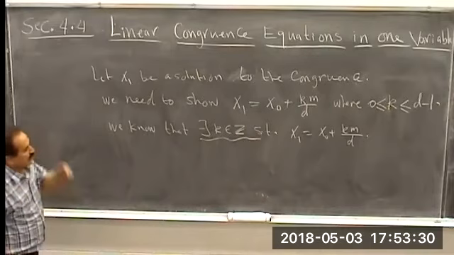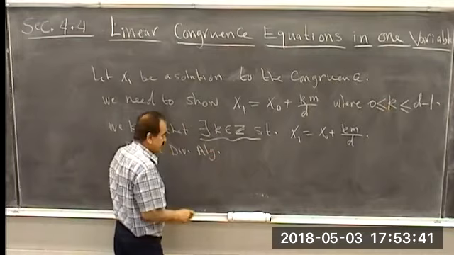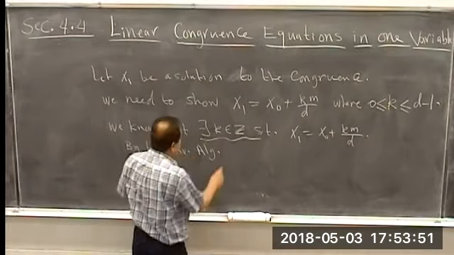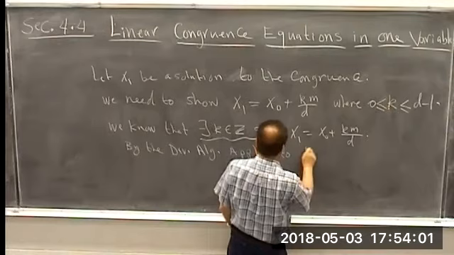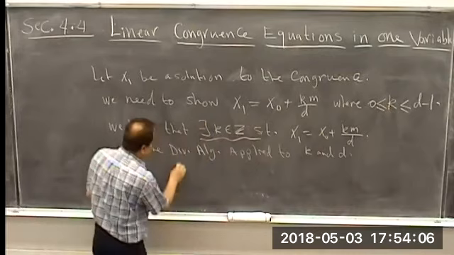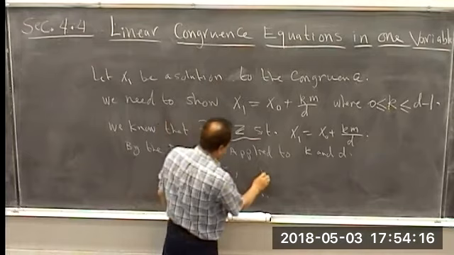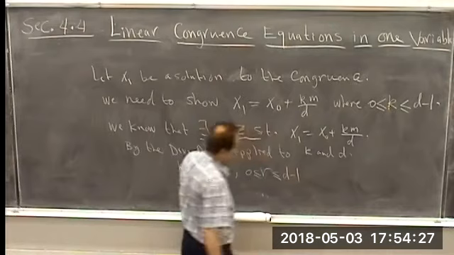Now by the division algorithm, we're going to apply it to k and d. So this means I can write k as divided by d, so this is equal to dq plus r, where the remainder r is between 0 and less than d, or less than or equal to d minus 1. Okay? Let's put it that way.